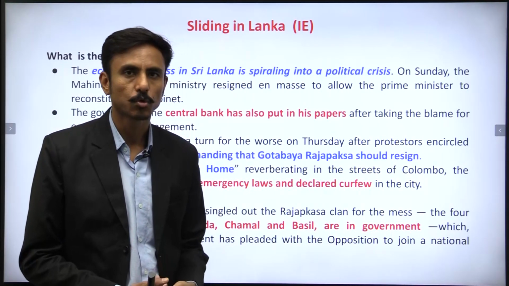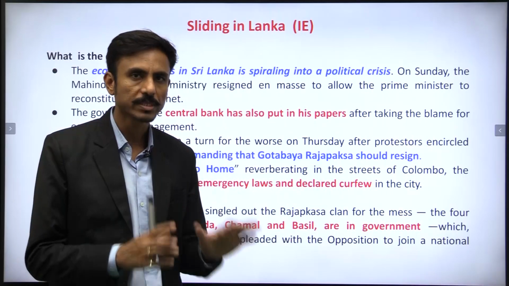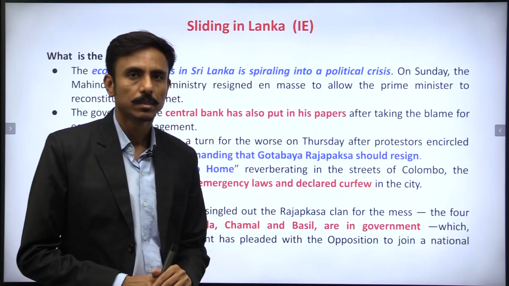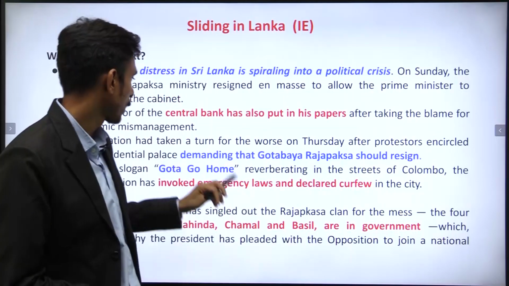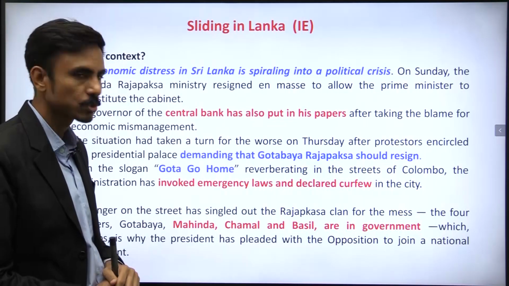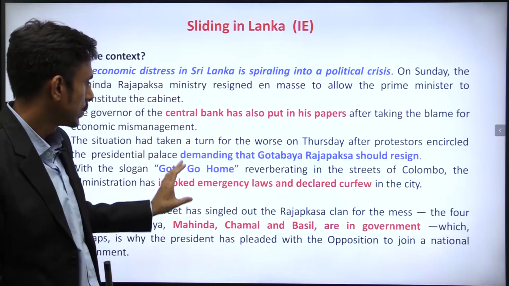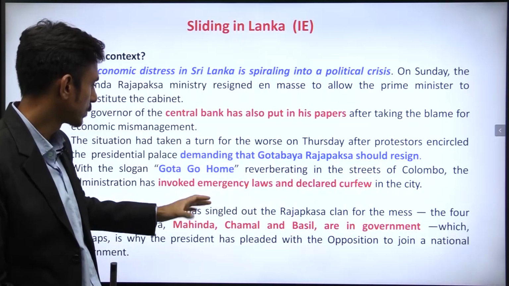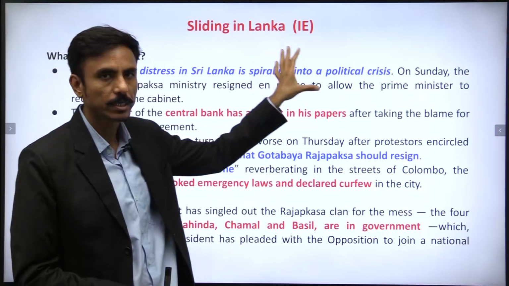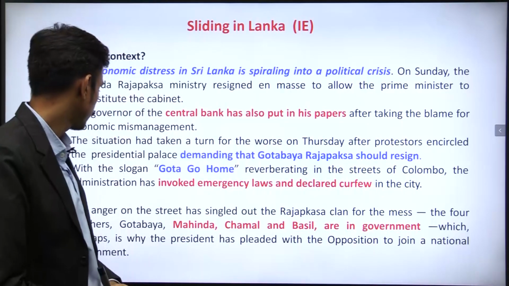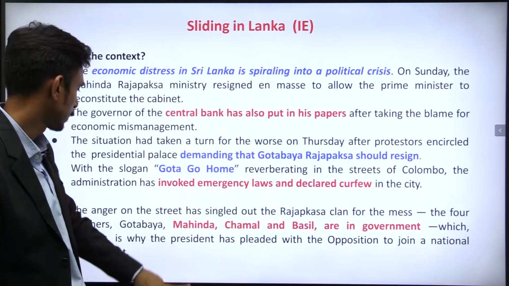Because the president of Sri Lanka, Gotabaya Rajapakse, is being protested for mishandling the economic crisis, and even Prime Minister Mahinda Rajapakse is also being criticized. So they all demand that Gotabaya Rajapakse should resign, and they are raising the slogan called Gota Go Home, right? Now in order to resolve the economic crisis, he invoked the emergency laws and declared curfew in the city. Guys, this article is taken from the Indian Express, and all his brothers, the four brothers, Gotabaya, Mahinda, Shamal and Basil, are in the government.